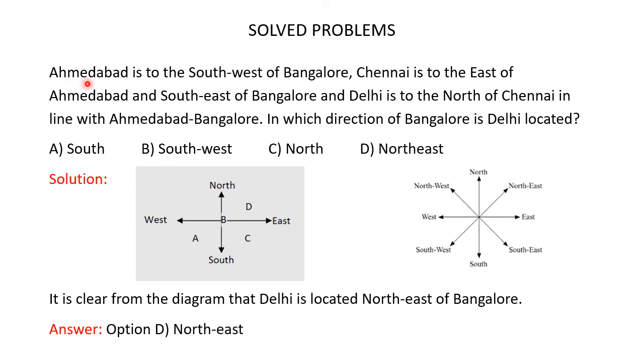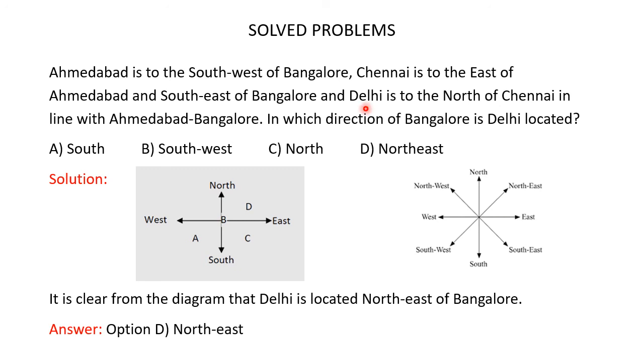Ahmedabad is to the southwest of Bangalore. Chennai is to the east of Ahmedabad and southeast of Bangalore, and Delhi is to the north of Chennai in line with Ahmedabad and Bangalore. In which direction of Bangalore is Delhi located? You are given four options here and you have to find out which of these options is the correct one.